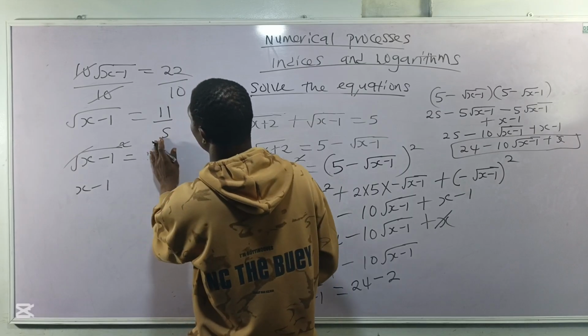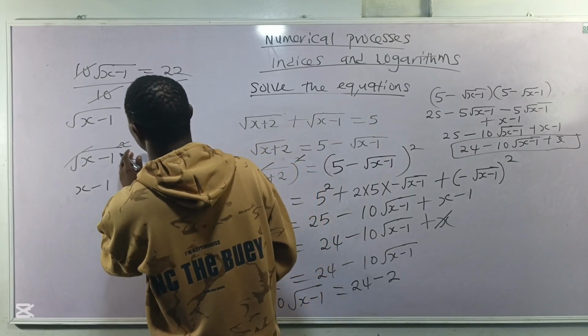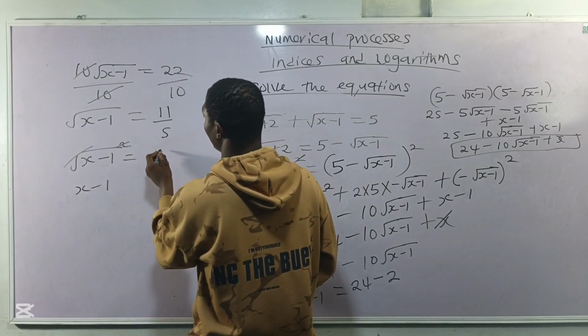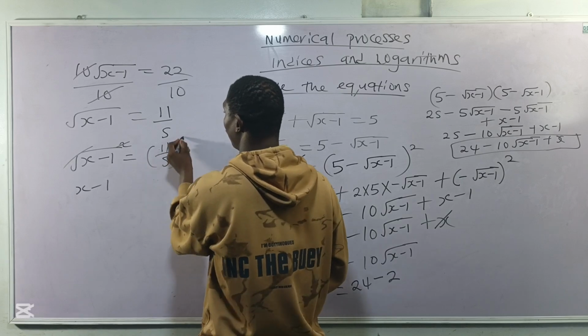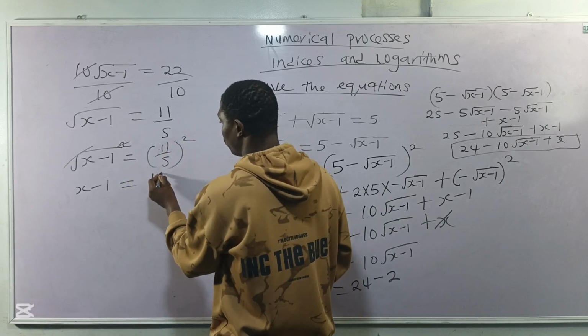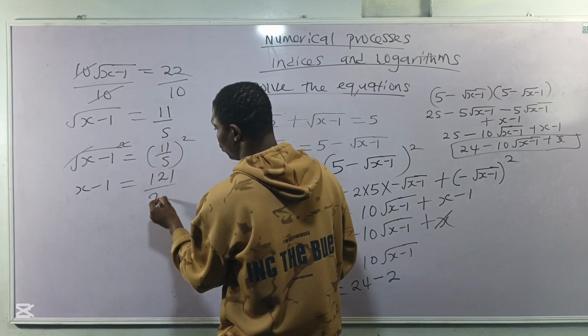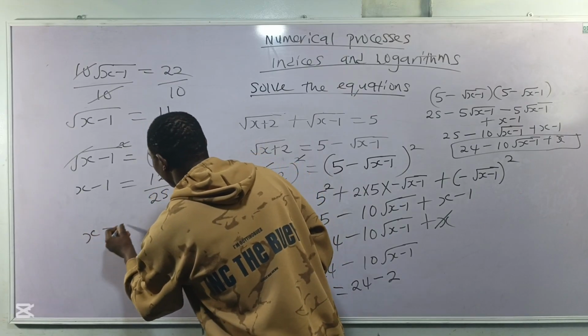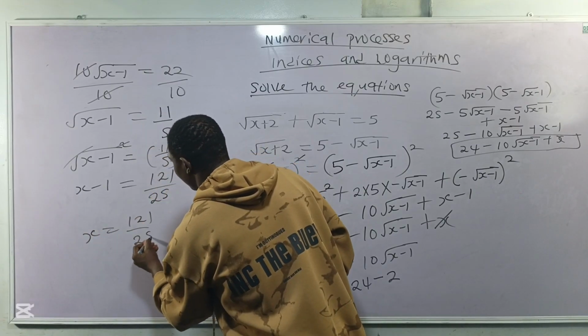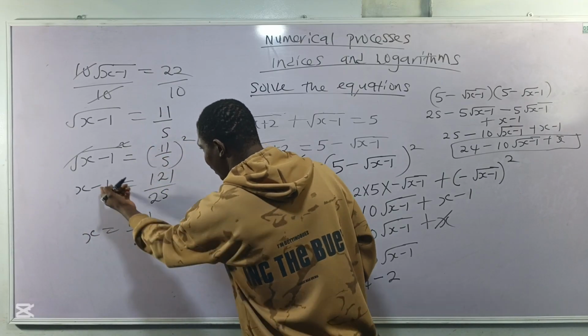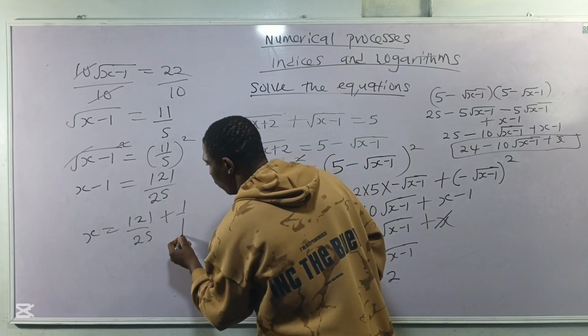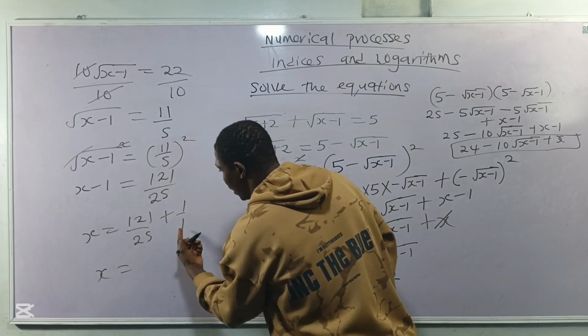Okay, I'm squaring, so I don't need to put the plus minus. So when I square, I have what? Here to be 11 all over 5, all squared. And 11 squared is 121, 5 squared is what? 25. So I have x to be equals to 121 over 25. When negative cross becomes positive what? 1 over 1. Since here is a fraction, that's why I use over 1.